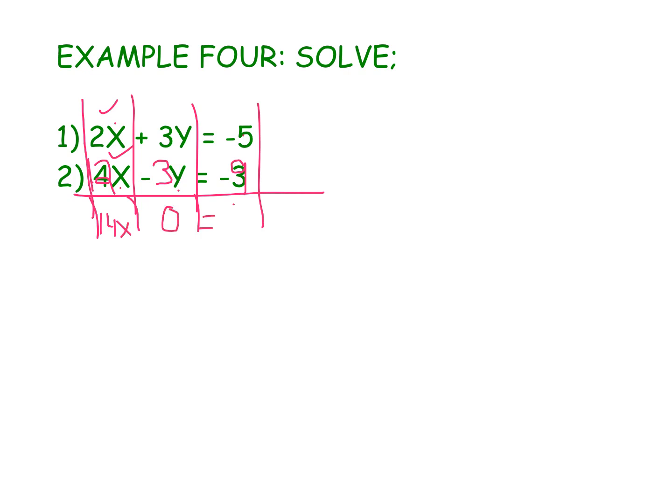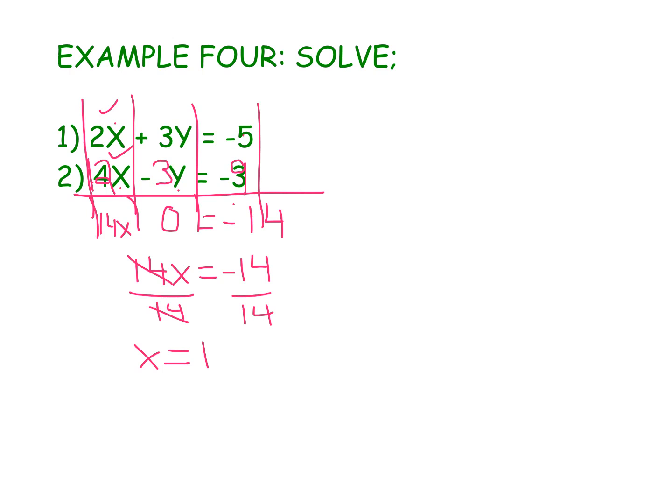And over here I have 5 negatives, and then 9 more negatives come to join them. So we have negative 14 altogether. So 14x equals negative 14. Let's divide both sides by 14. So x equals negative 1.